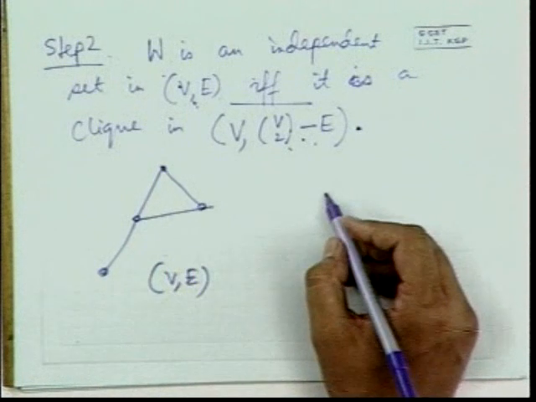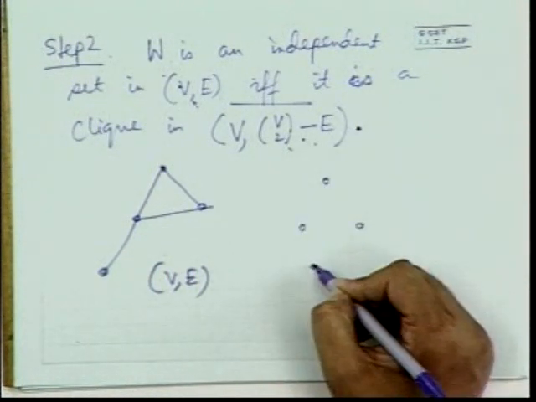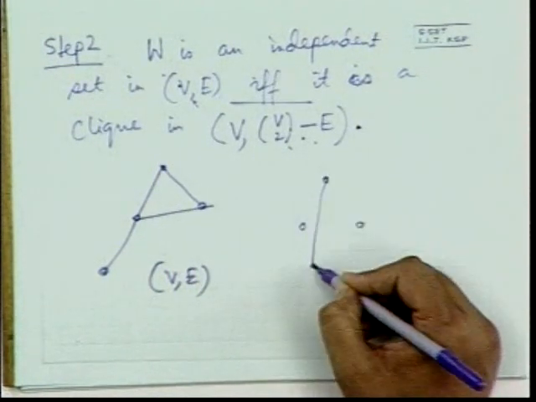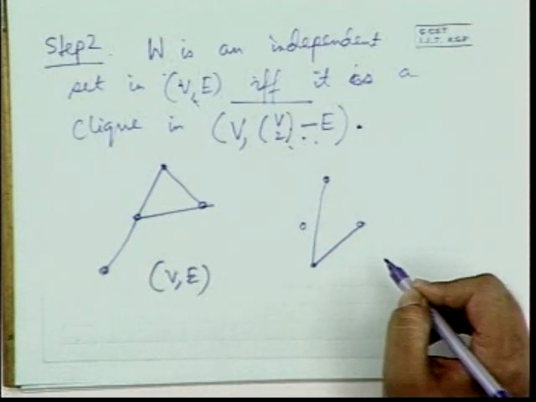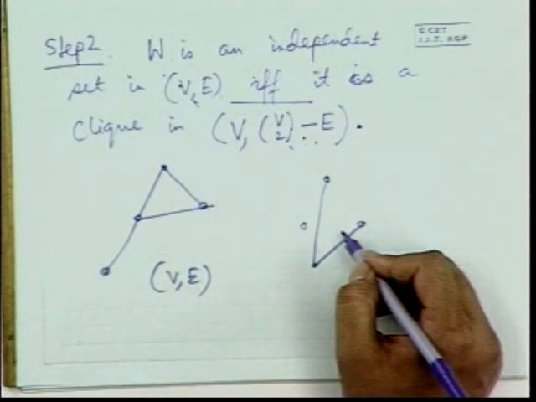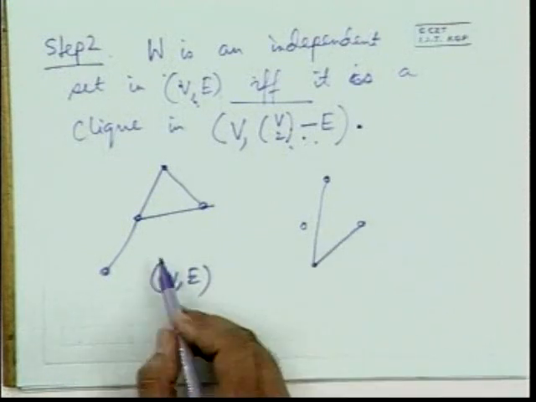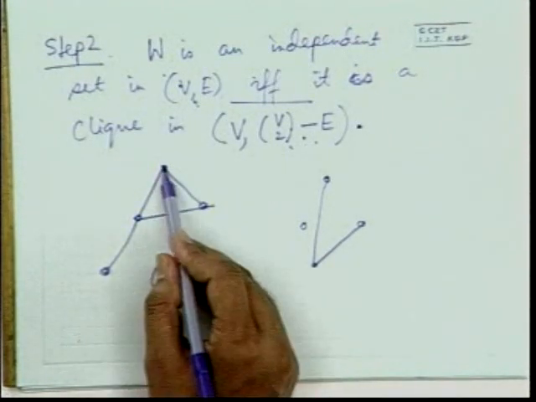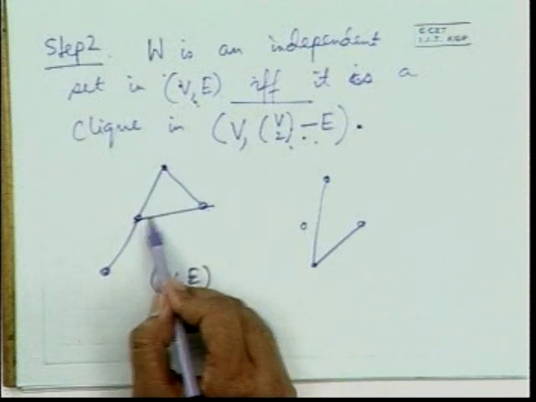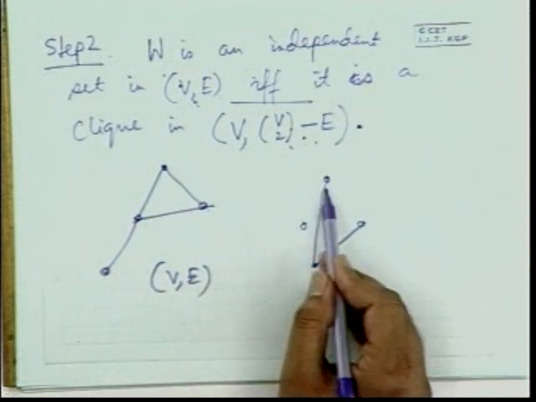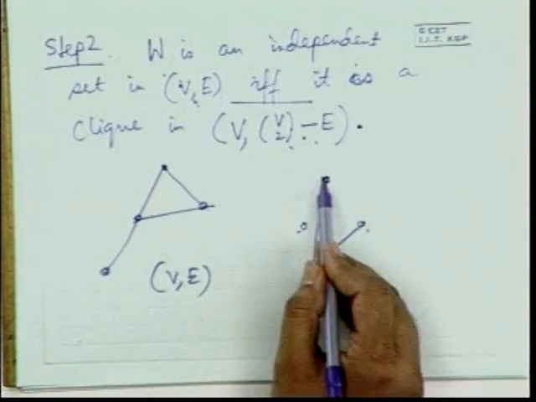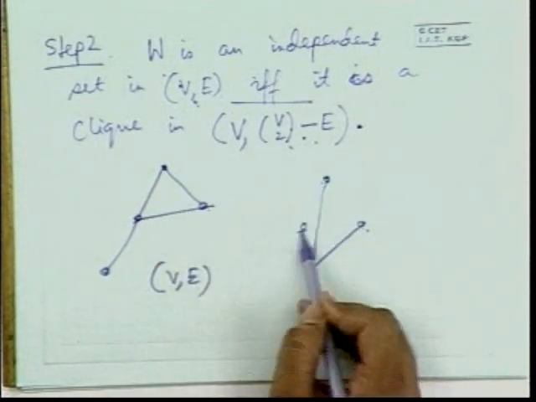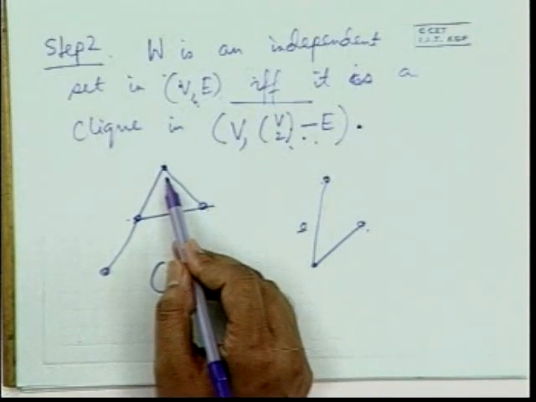So what is the complement graph? Complement graph will be this. I think that's it. This is the complement graph of this graph. Now, there is a clique here, say these three form a clique. Look at this, these three form an independent set here. And these three form an independent set here, this forms a clique here.